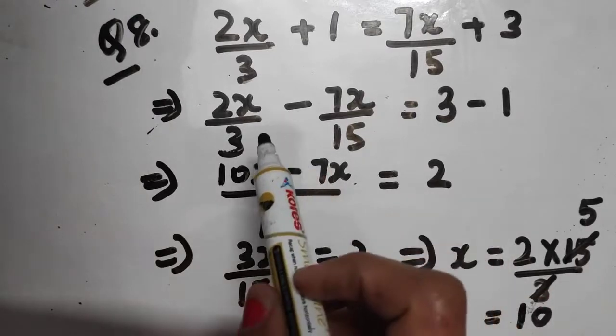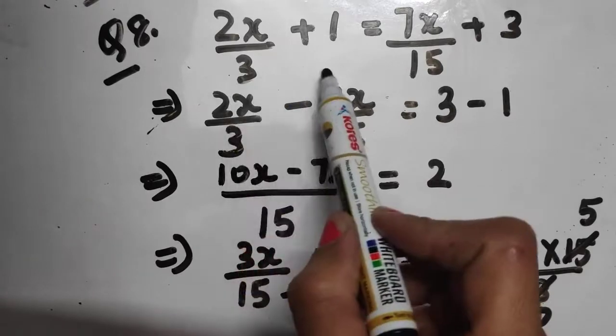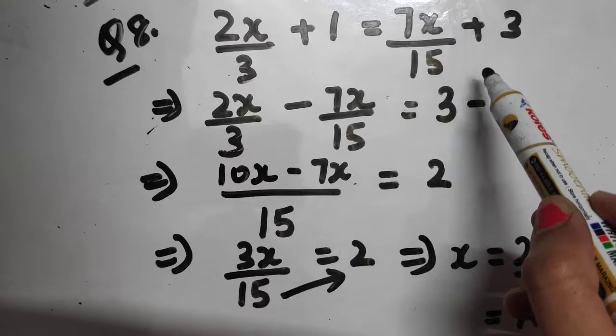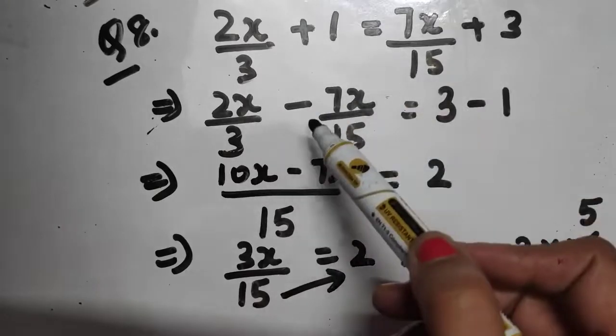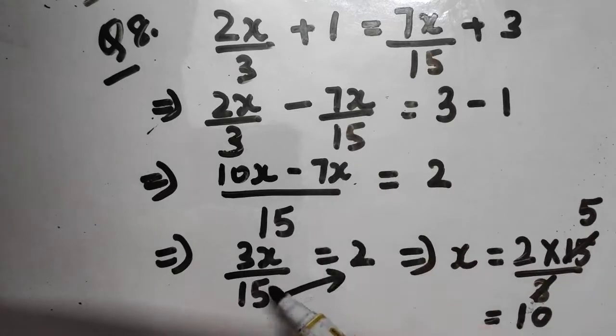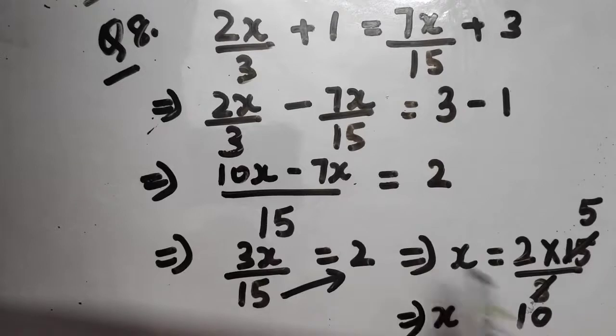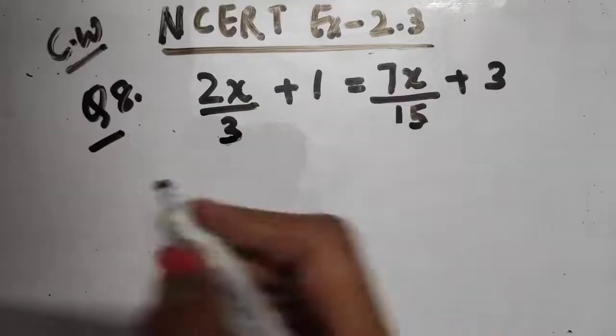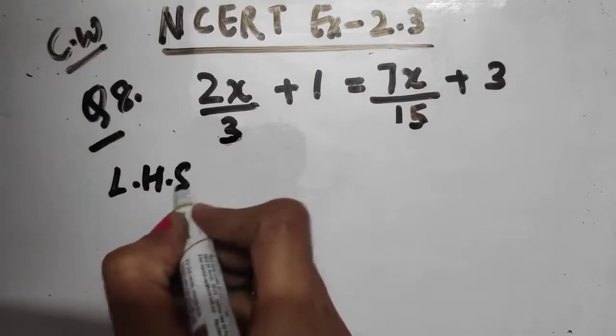There is another way to solve this question. You can take the LCM on the left hand side and the LCM on the right hand side, and then these can be cross multiplied. That is another way, or this way you can also do. So we are getting the value of x as 10 and we are going to verify this value also. So putting the value x is equal to 10 on the left hand side as well as on the right hand side.